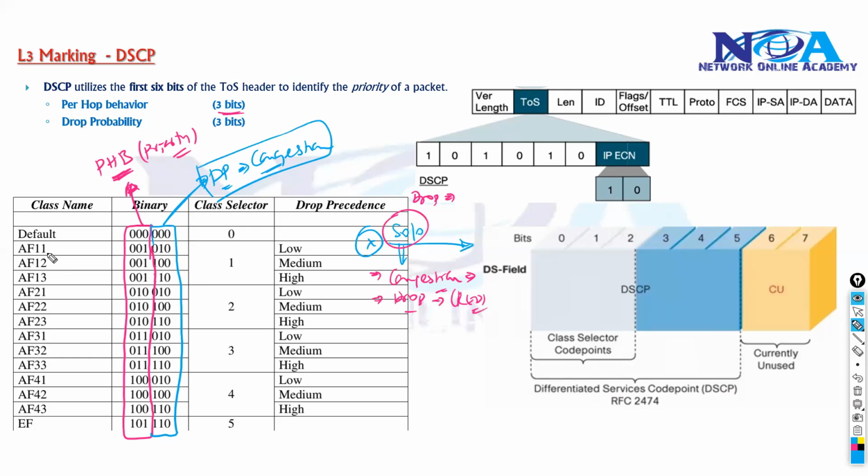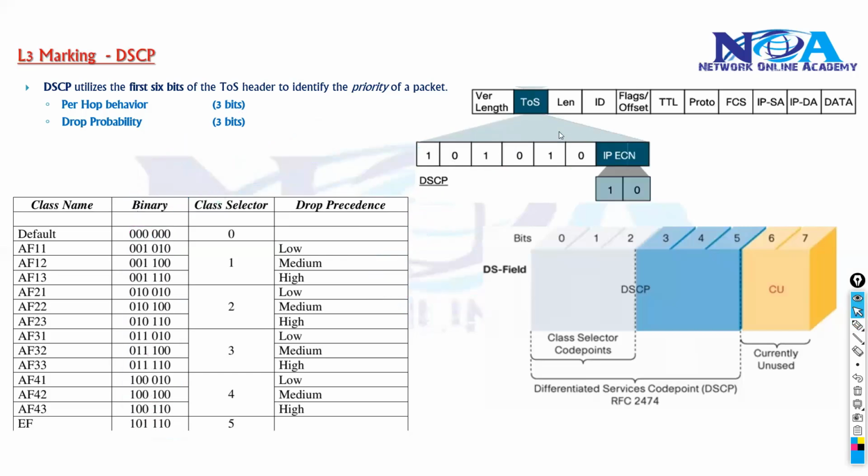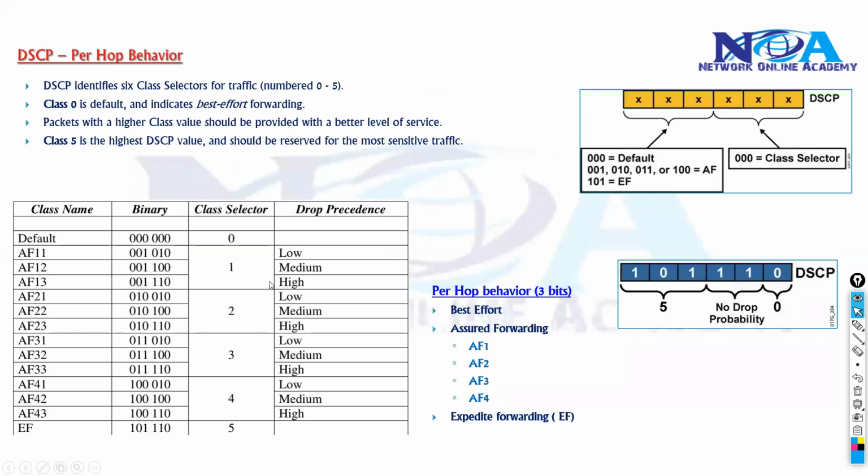So first, we need to understand the 6 bits. In that, the first 3 bits, as I said, are the per hop behavior, which is going to decide the priority. And the next bits will decide the drop probability, which means in case there is any congestion, what will be the possibility of that traffic, the traffic coming with those marking values, getting dropped. So let's try to see a little bit more detail here.